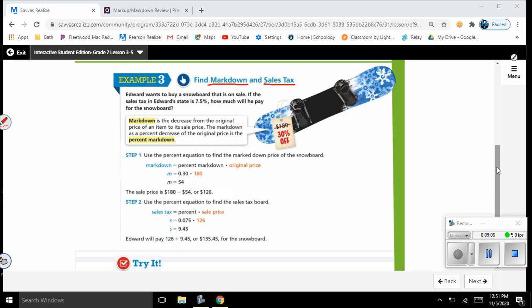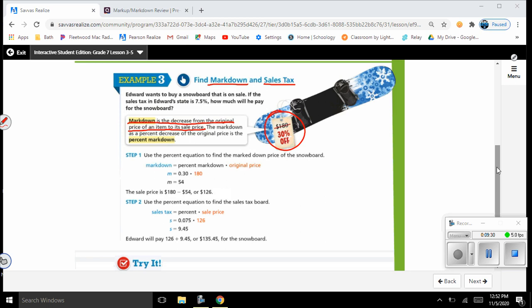So markdown is the decrease from the original price of the item to its sale price, which you can see right here by its definition. And then we're going to talk about the percent of markdown being the percent of decrease type problem from the original price. So in this particular situation, he wants to buy a snowboard on sale. Sales tax, how much is he going to pay for the snowboard? Please note the snowboard is 30% off the original price.